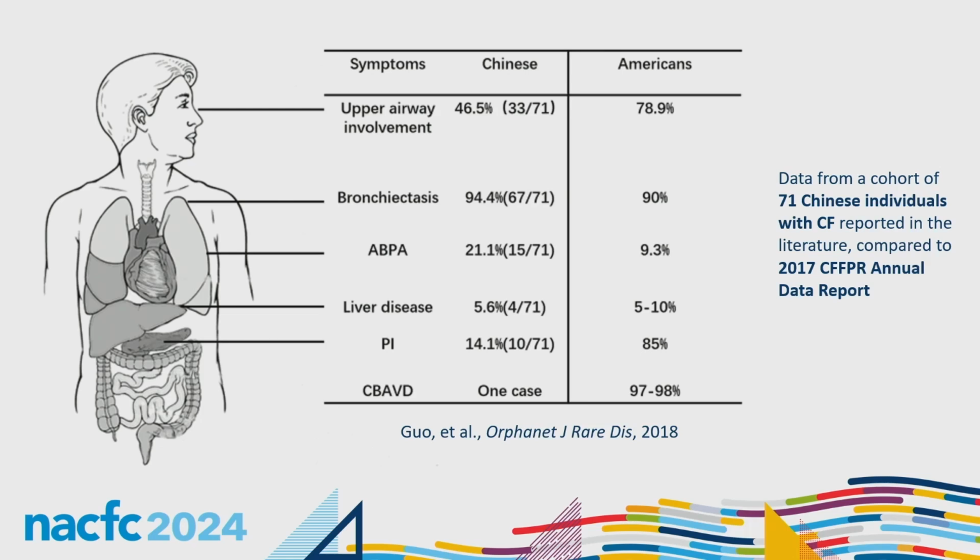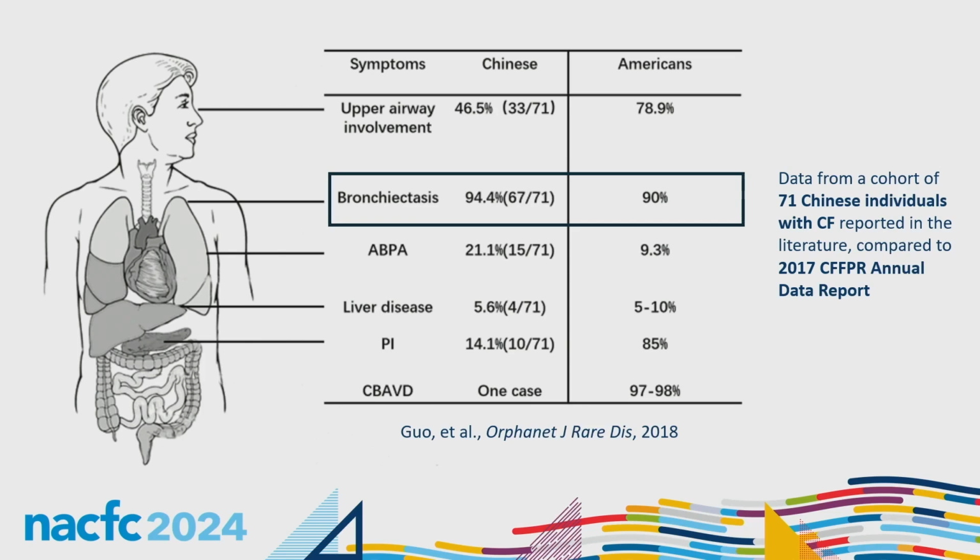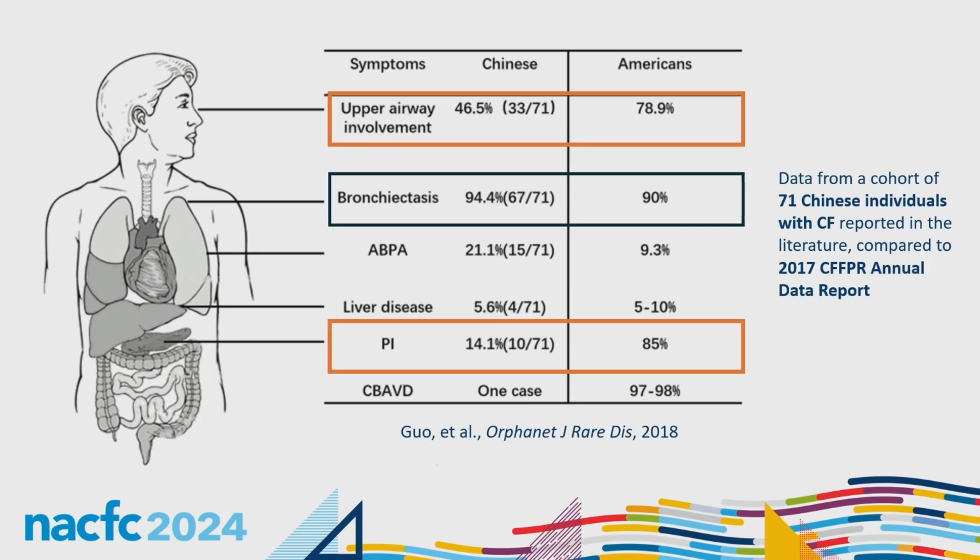So this was a group of 71 Chinese patients with CF, and they compared frequency of certain symptoms to the US CF population from the 2017 data report. When we look at something like bronchiectasis, both groups had a relatively high frequency, about 90% or more. But when we look at other symptoms like upper airway involvement or pancreatic insufficiency, the Chinese patient group had significantly lower frequency of these symptoms than the US population. So same take-home point as the last slide, these populations in other areas, which are driven by other CFTR variants, may look a little bit different.